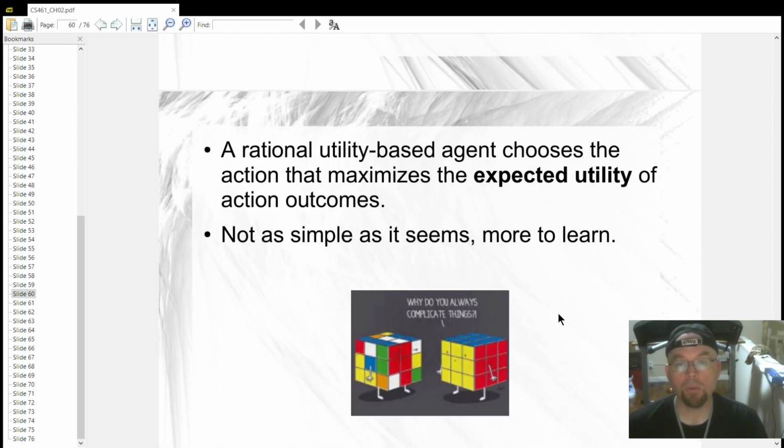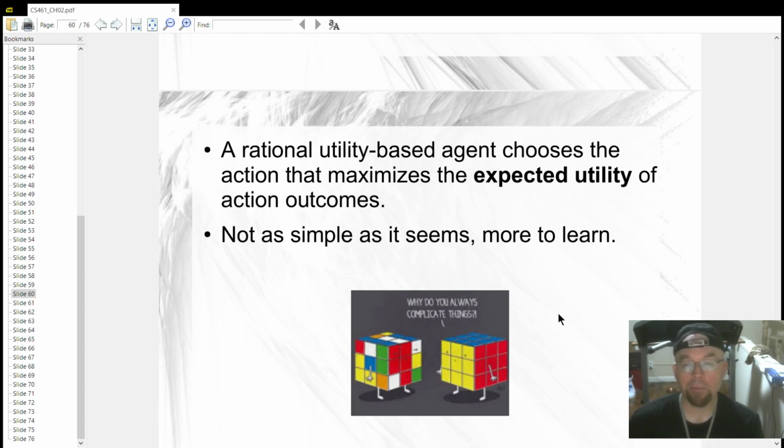Okay. So now remember, it's possible to create rational agents, but it's not possible to create perfect agents. A utility-based agent is rational if it makes the decisions that lead to actions that are going to maximize, that are going to give you the best score, the best expected utility of a set of action outcomes. So it's rational if it makes the decisions that go through all of the states that have the best value that it could possibly have.